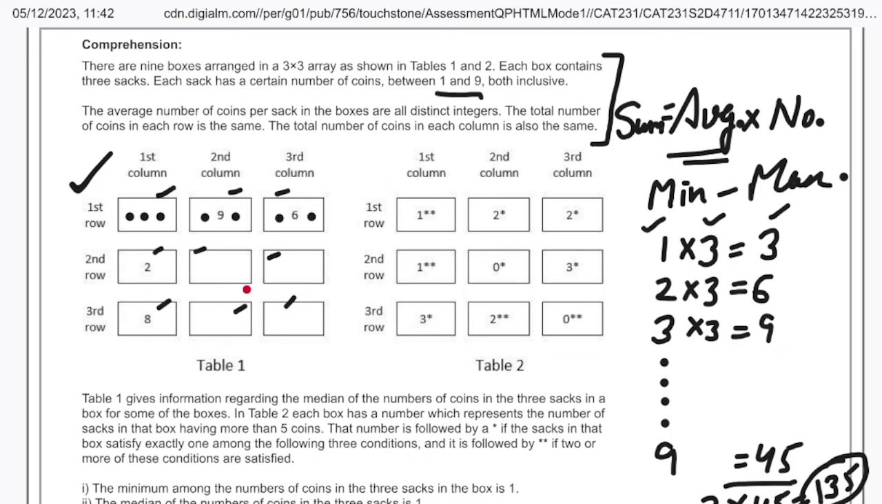Now these 135 coins, they are distributed evenly. That means in the first column 45, second column 45, third column 45. In the first row there are 45, second row 45, and third row is going to be 45. So this is the meaning of these 2 paragraphs. Now let's go on to the next paragraphs.